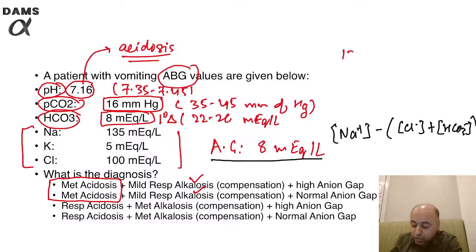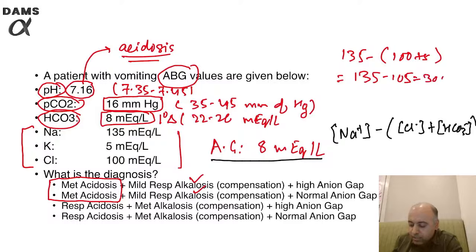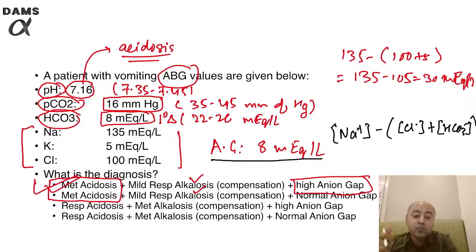The anion gap value comes out to be 135 minus (100 plus 5), which is 135 minus 105, which is 30 milliequivalent per liter, which is quite high. So we are looking at a high anion gap. So your option 1 is the correct answer: metabolic acidosis with respiratory compensation with high anion gap.